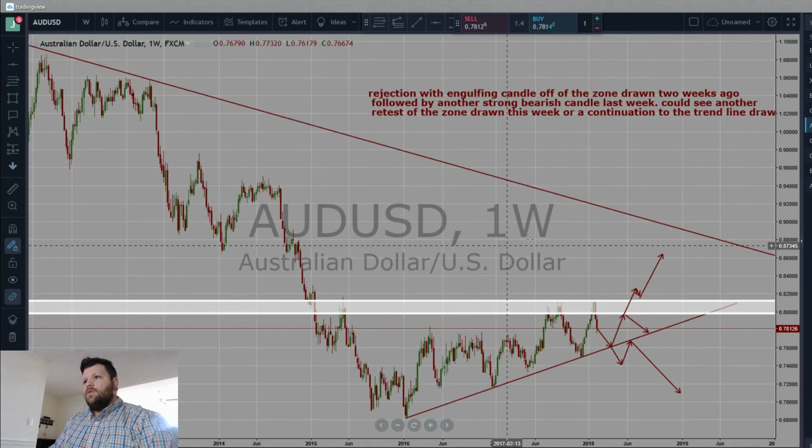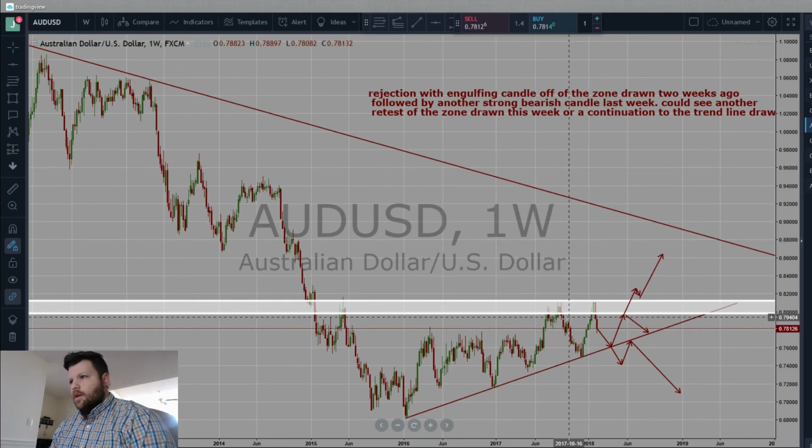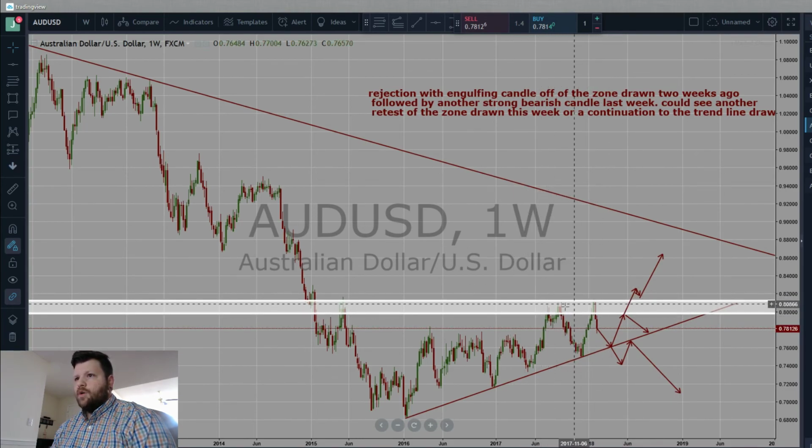Alright, next up is AudUsd. This is a pretty simple chart, but the way that it's drawn out, this is what makes the most sense to me. You can see we have the double top in the zone that's drawn, multiple retests of this zone. We had, not last week, but the week before last, we had a bearish engulfing pattern. You can see that last week was also bearish. And so we're looking at a bearish controlling candle, and last week being bearish. I would expect that this week would also continue to be bearish. However, we could see another retest of this zone.